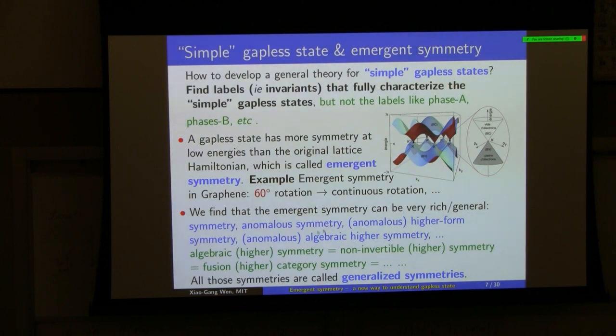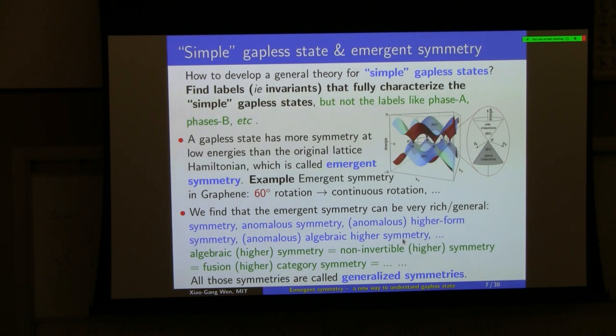So we have emergent symmetry, which is described by a bigger group. But sometimes emergent symmetry can be so-called anomalous symmetry, some more weird symmetry. I will mention a little bit of what anomalous symmetry is later. And it can also be a so-called higher form of symmetry, maybe some symmetry not described by a group, but described by another thing called a higher group, some weird mathematical thing.